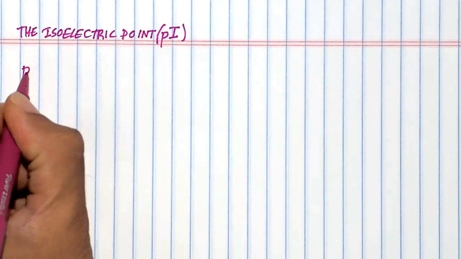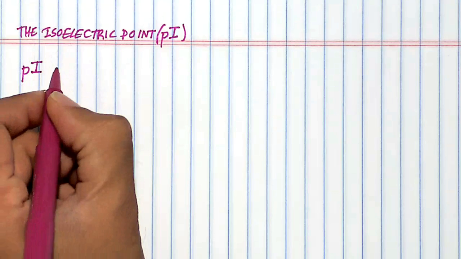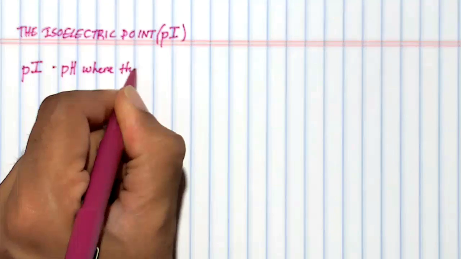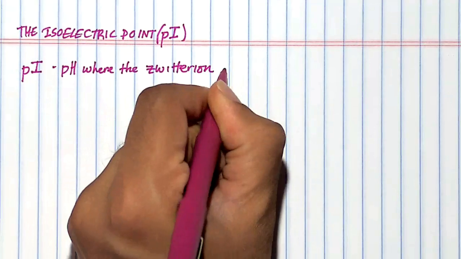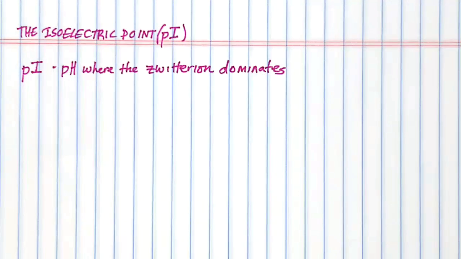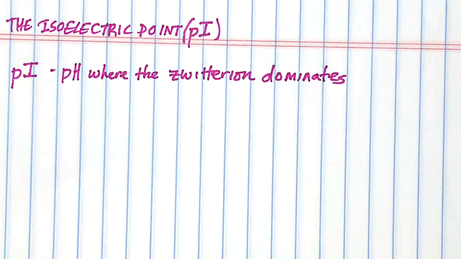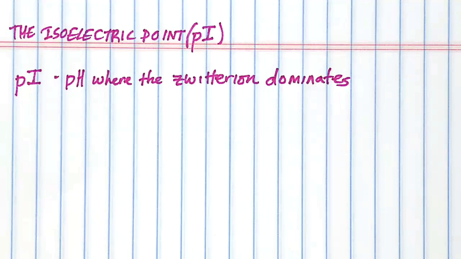So let's talk about the isoelectric point, also known as the pI. Lowercase p, capital I. This stands for the isoelectric point, and it is the pH where the Zwitterion dominates. The pH where the Zwitterion dominates. That will be our definition of the isoelectric point. So it refers to actually a pH.